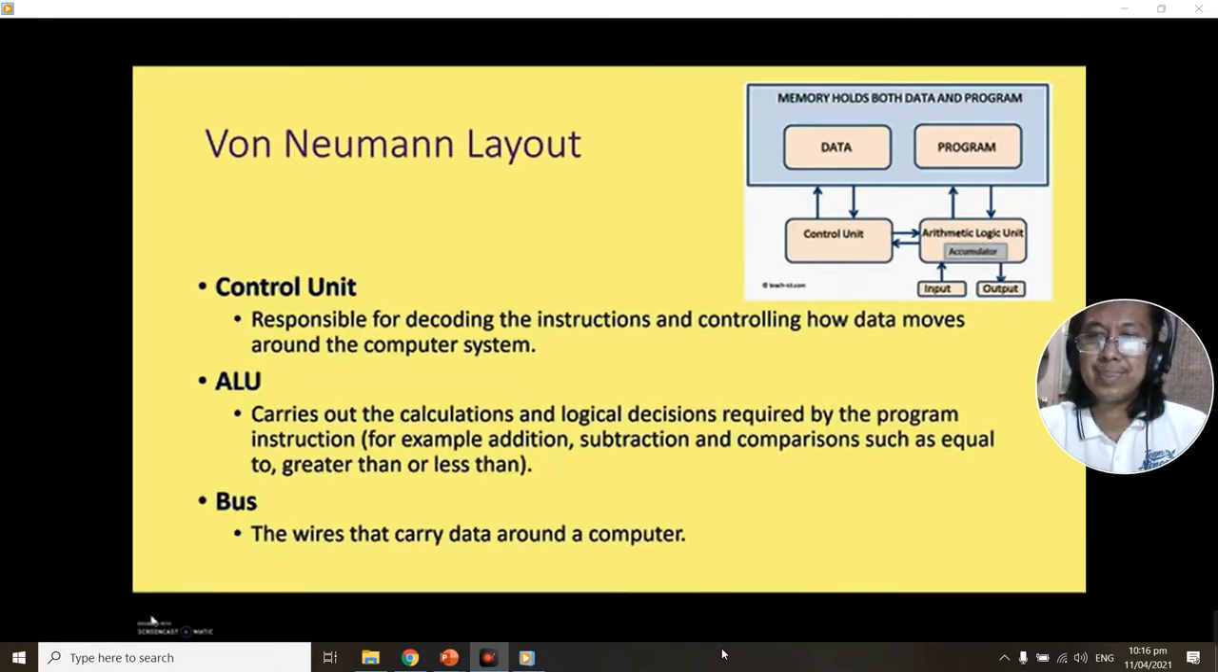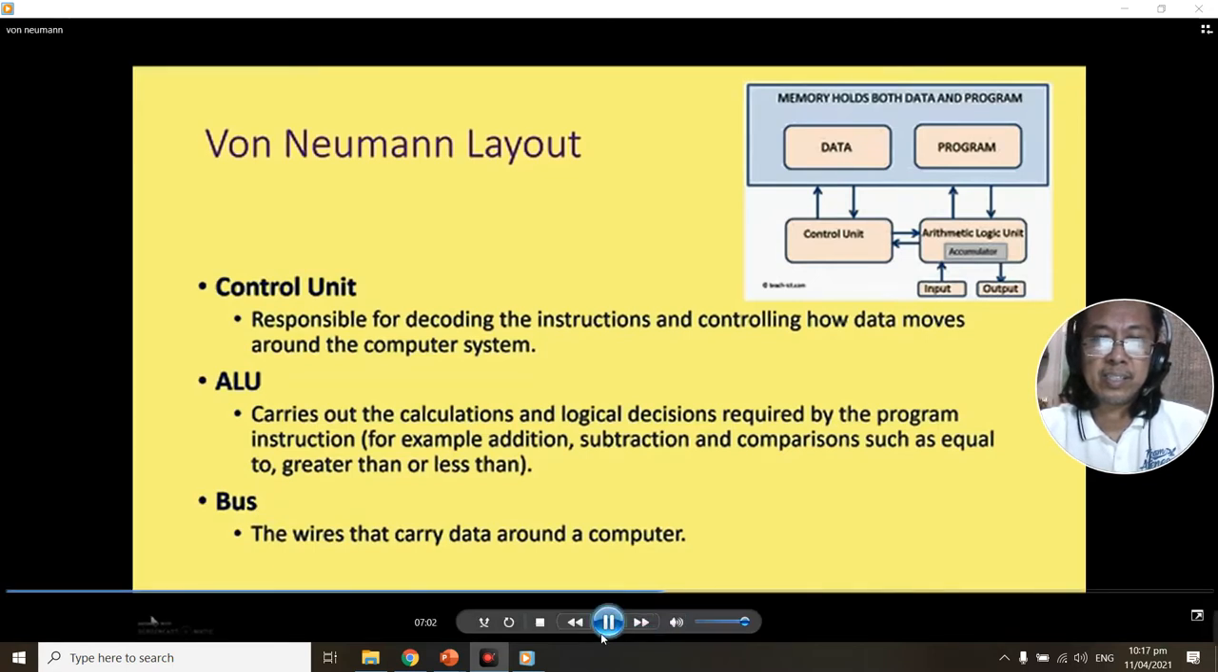My mind has gone completely blank. That's the trouble with doing a live video. They're denoted by the arrows connecting the different parts together. So if you look at a motherboard very closely, you'll see the little wires running along the motherboard, and these are the buses that carry the data around different systems.